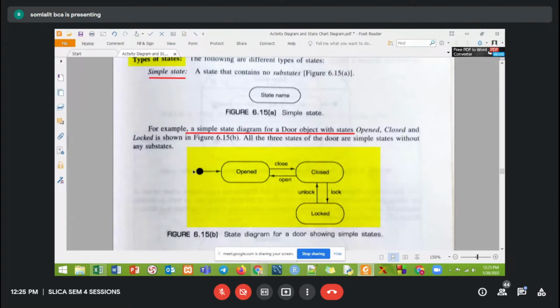Okay, so here you can see the starting state is there, but there is no ending state. But if you want, you can keep the ending state over here. The starting state is open and the ending state should be locked. Possible. Okay, simple state.